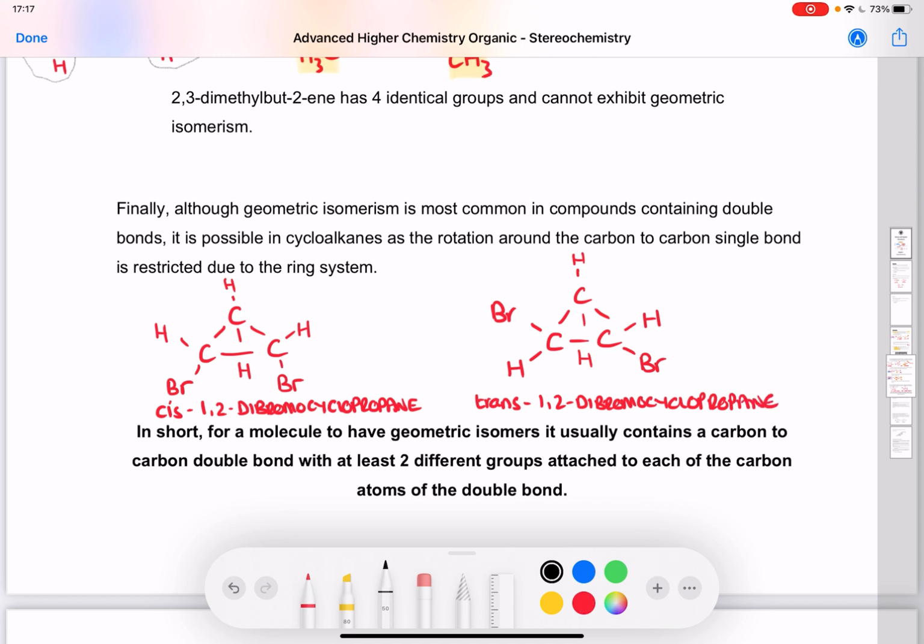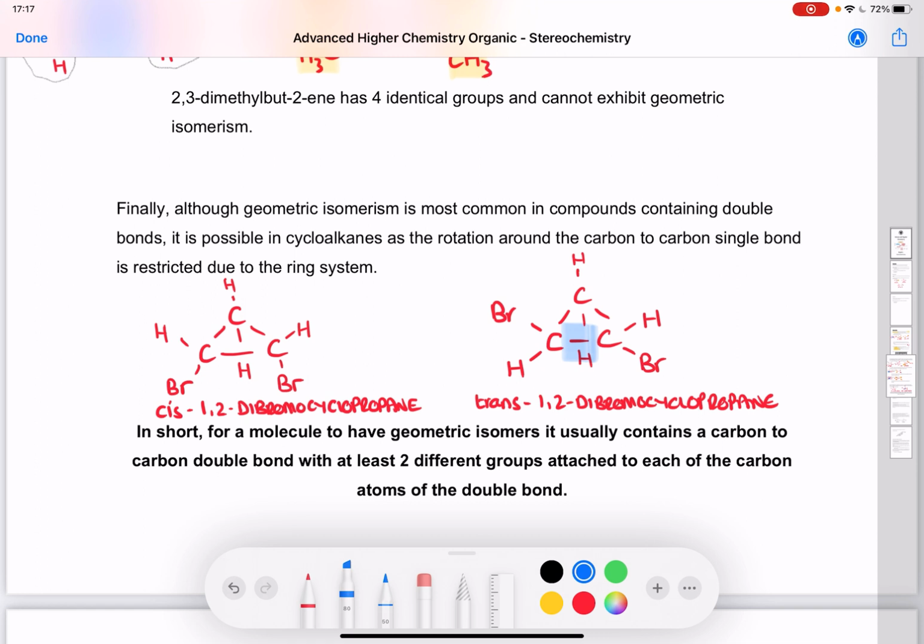Now our key here is the cyclopropane ring. It can't rotate this, and I'm going to highlight this carbon to carbon single bond. It can't actually rotate because of the other carbon to carbon single bonds holding it in place in the ring system.